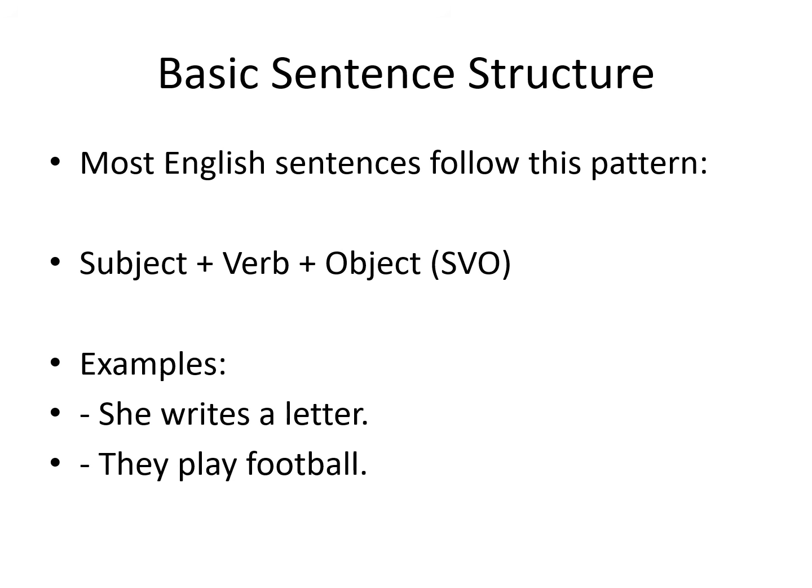Now that we understand subject and predicate, let's talk about the basic structure of a sentence. In English, most sentences follow this order: subject plus verb plus object. Example, she writes a letter. So here she is subject, writes is the verb, and a letter is the object. In a similar manner, they play football. So they is the subject, play is the verb, and football is the object.